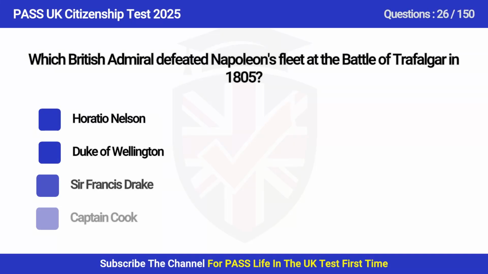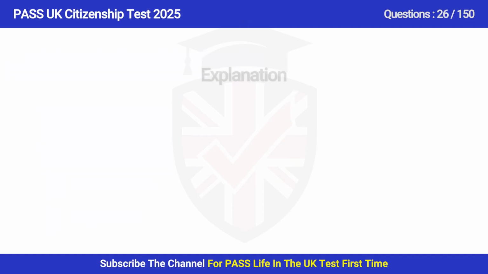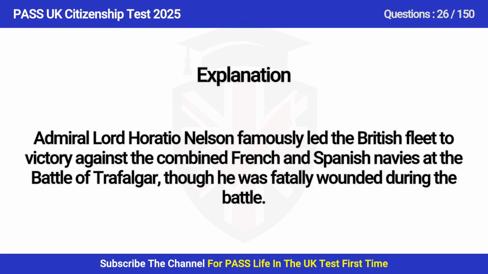Question 26. Which British admiral defeated Napoleon's fleet at the Battle of Trafalgar in 1805? A. Nelson, B. Duke of Wellington, C. Sir Francis Drake, D. Captain Cook. Answer is A. Nelson. Admiral Lord Nelson famously led the British fleet to victory against the combined French and Spanish fleets at the Battle of Trafalgar, though he was fatally wounded during the battle.